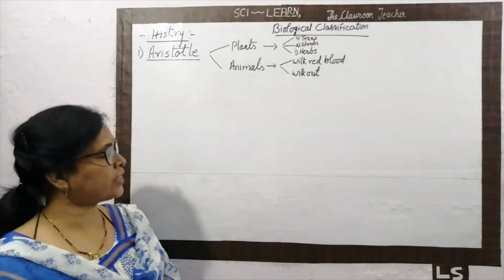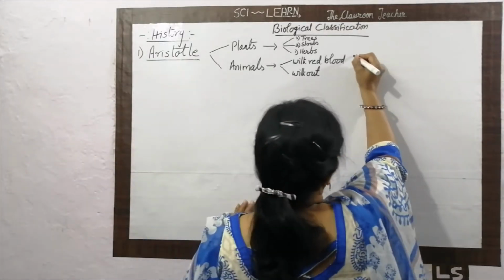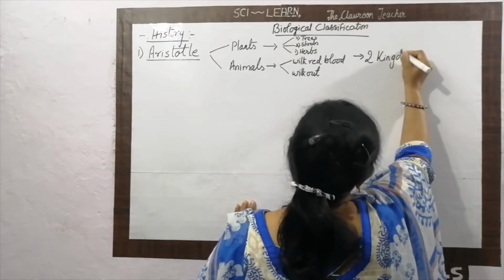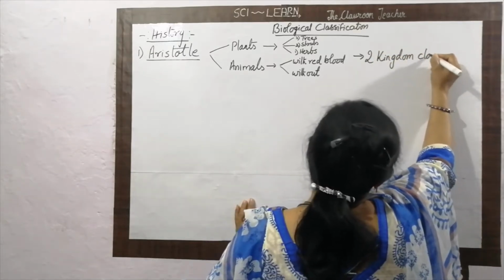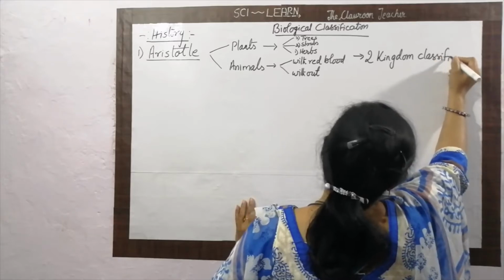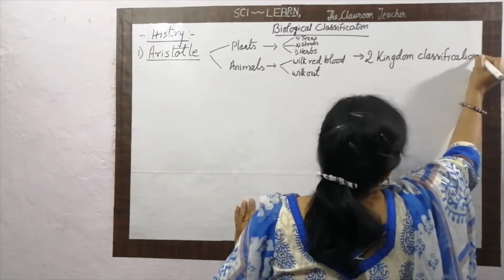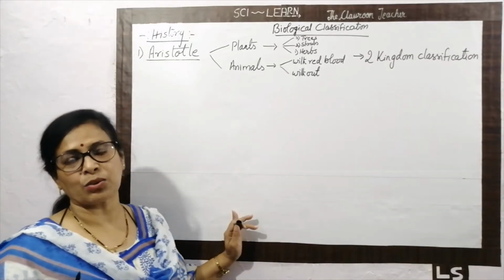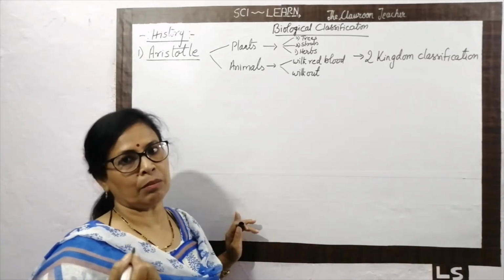This classification is called the two kingdom classification. This is the two kingdom classification given by Aristotle. Okay. It is very much important. Why is it important? Because it is the first approachable thing which was done in this field. So it is very much important.